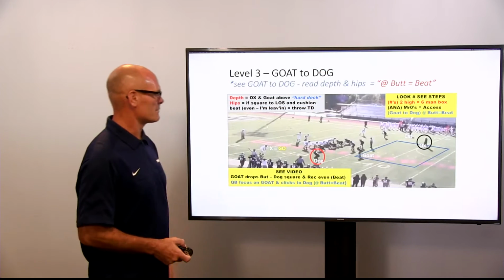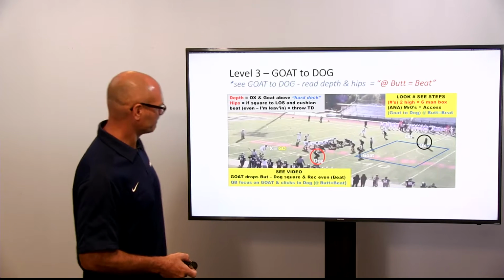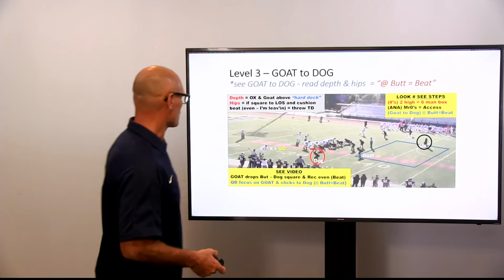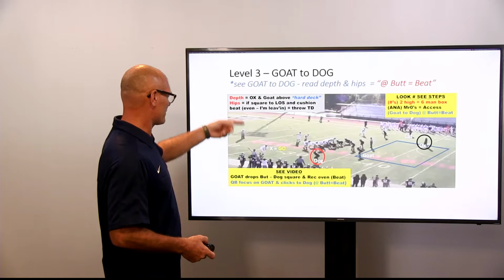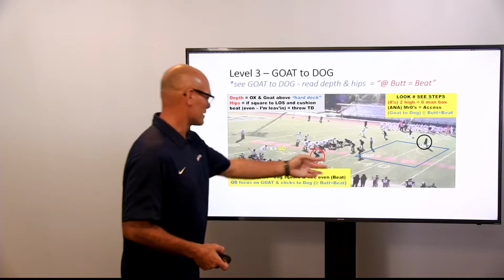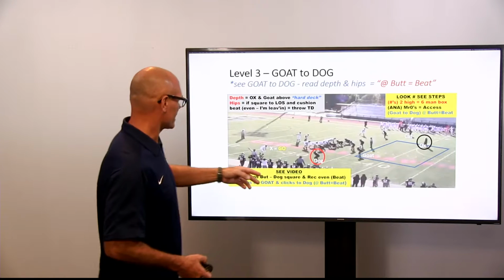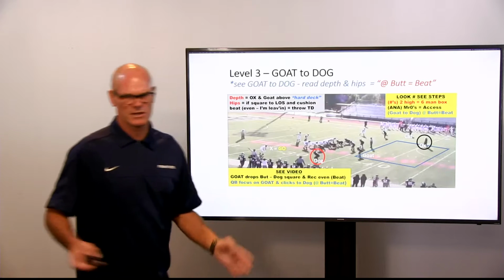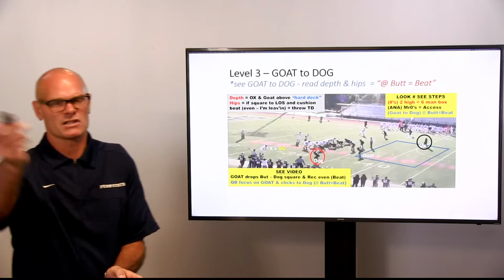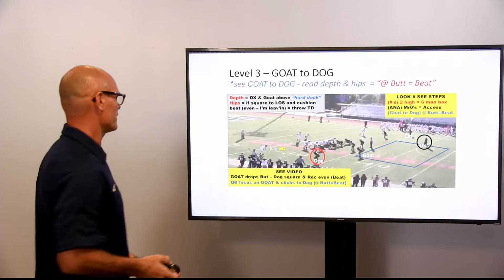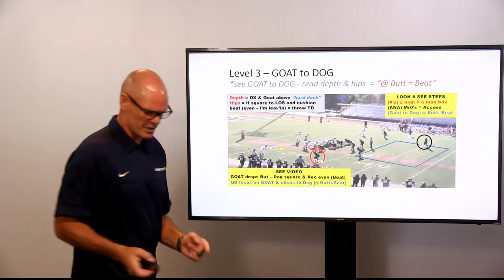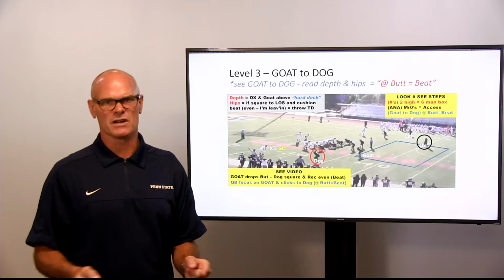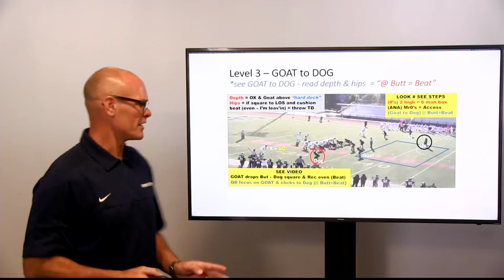With this, we talk about the goat being the backside safety. What we want to do here again is where we talk about depth and hips. And then we go to the dog, which is the backside corner. If his depth is up, then we have a chance to break his cushion on the 4 verts. If his hips, where he's staying square, then he's beat also, because we're going to throw to the defender's backside.